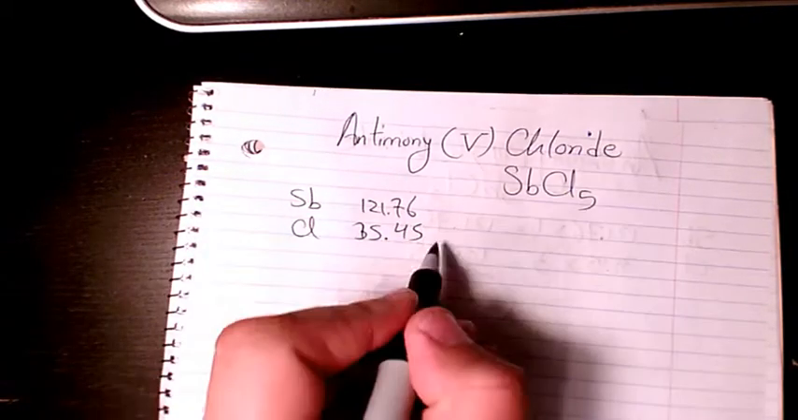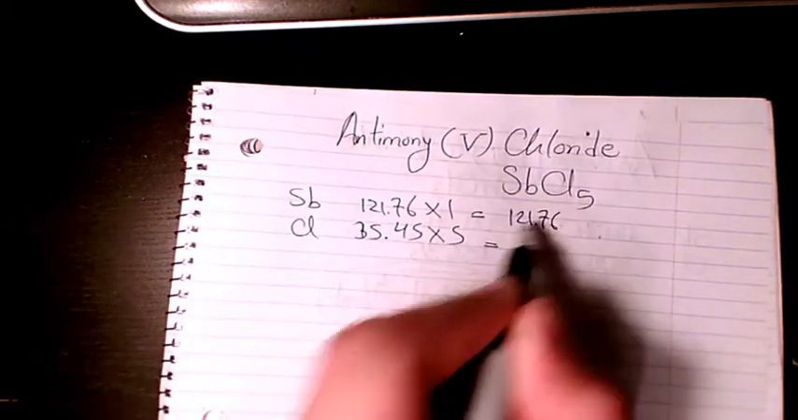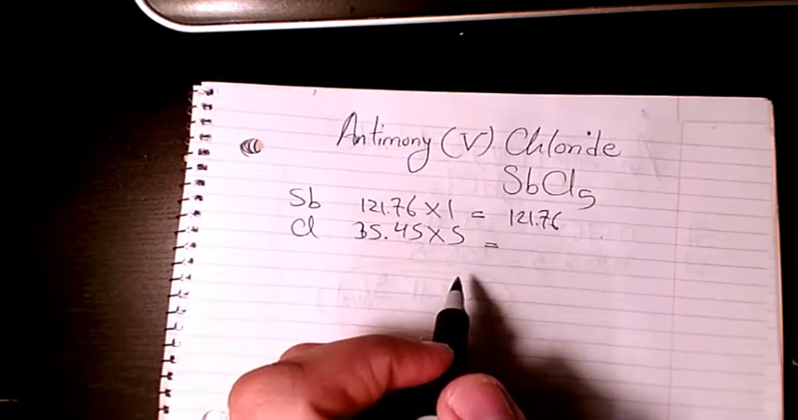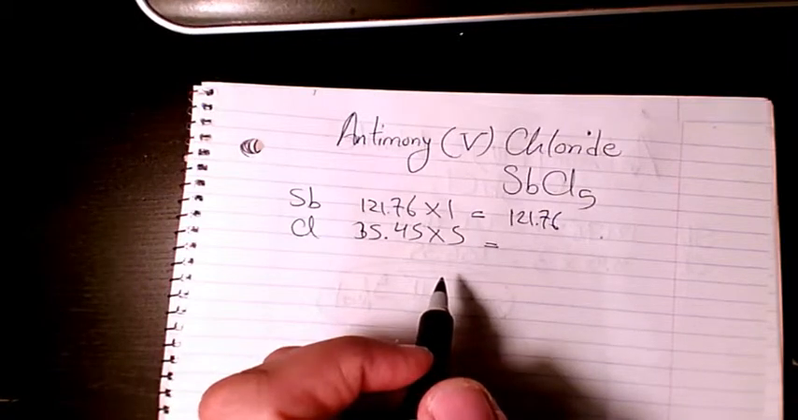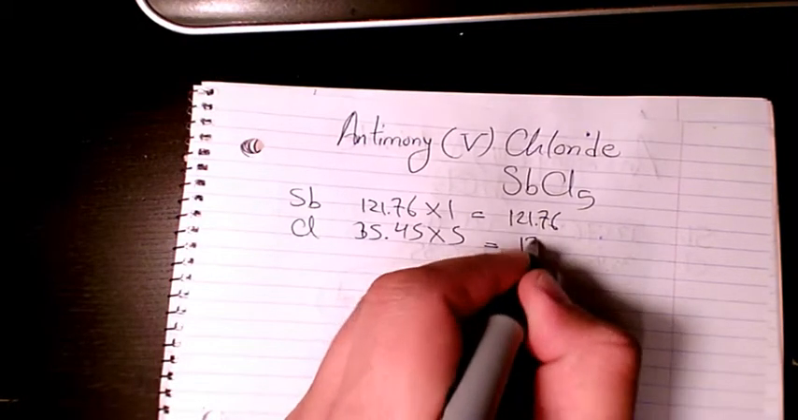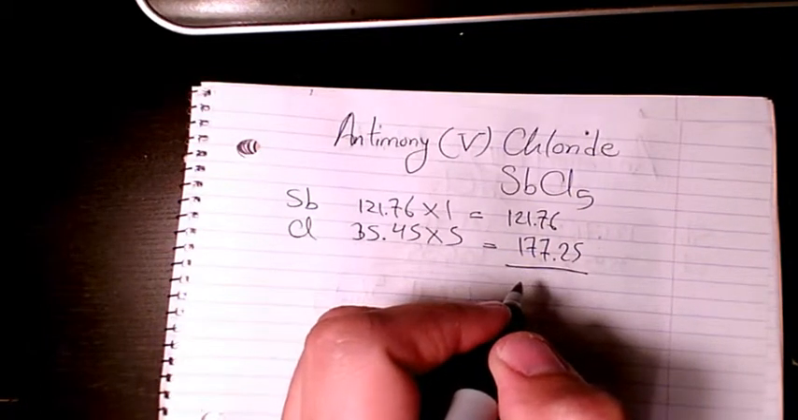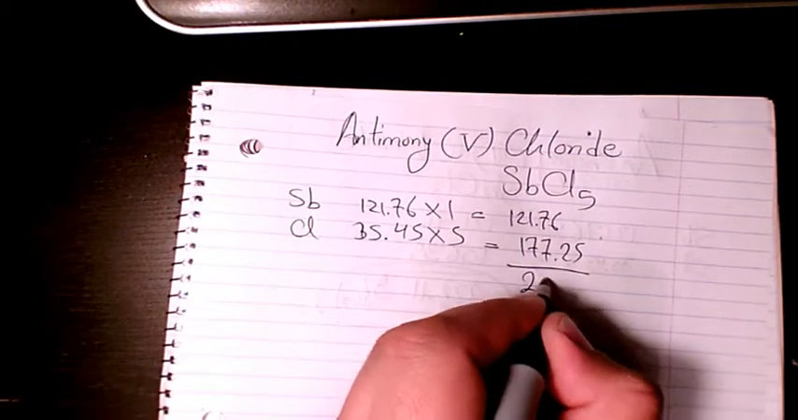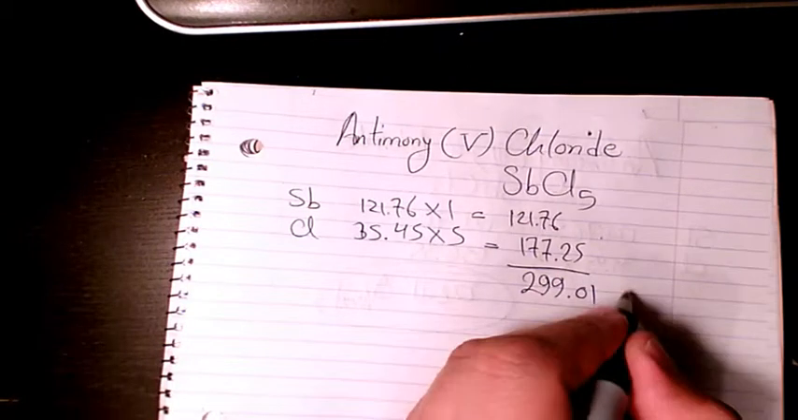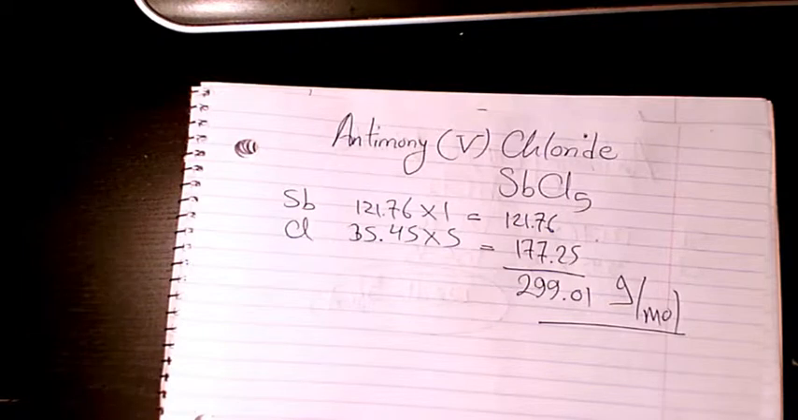35.45. So how many do we have? We have 5 chlorines, and the antimony we have 1. So it's going to be 121.76, and the other one is 35.45 times 5, which will be 177.25. So that's going to be 177.25 plus 121.76. That makes it 299.01 grams per mole. So that's the molar mass or molecular weight of antimony 5 chloride.